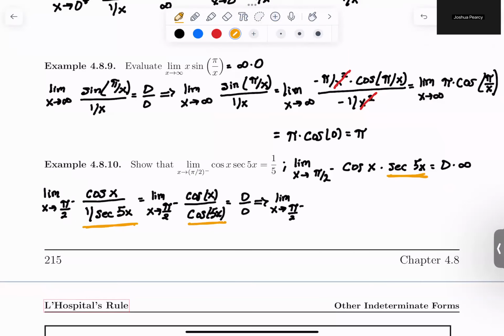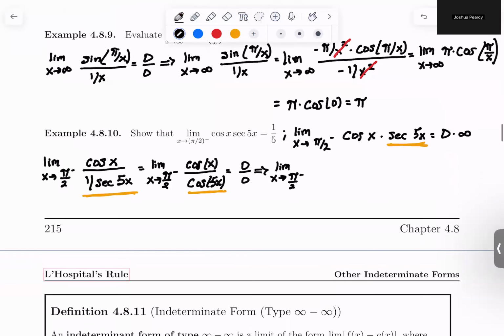So then we have the limit as x approaches pi over 2 from the left-hand side of cosine x over cosine of 5x. And if I plug in pi over 2 here, this is cosine of pi over 2 and then cosine of 5 pi over 2. And both of these equal 0. So this implies that, in fact, I guess I didn't finish this one off. So we need to finish this off real quick.